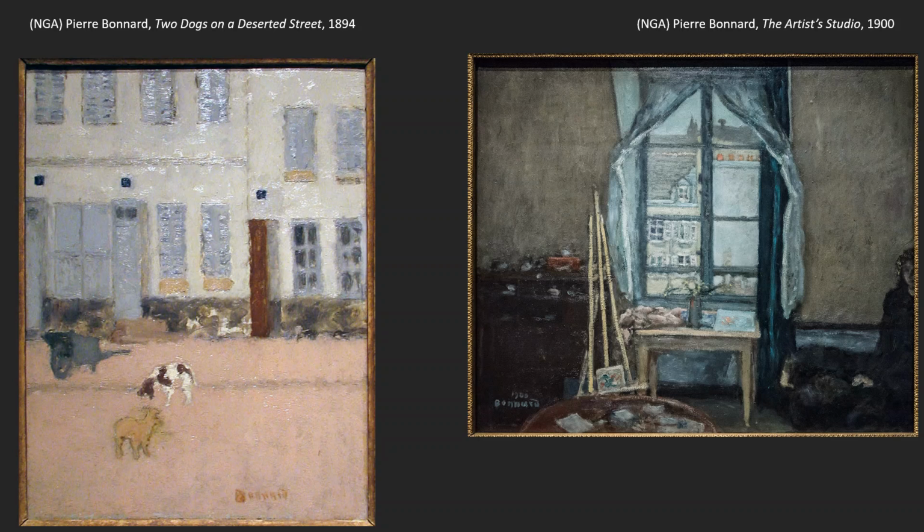We'll look at more Bonnard quickly at the beginning of class on Tuesday, look at his friend Vuillard and a few other works from the Symbolist movement before we jump into the photos. Right? So have a good long weekend. We'll see you on Tuesday.